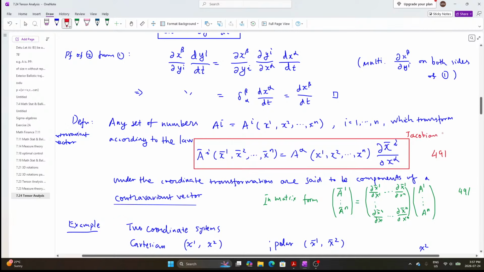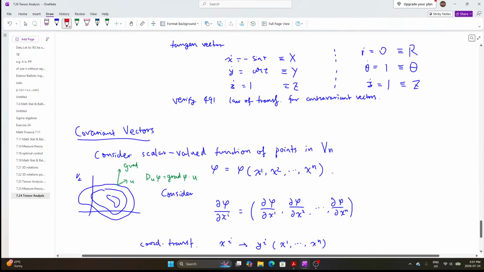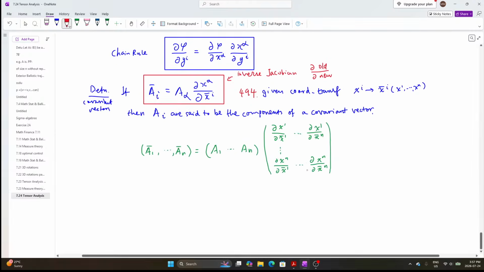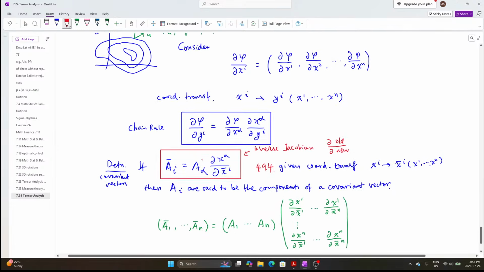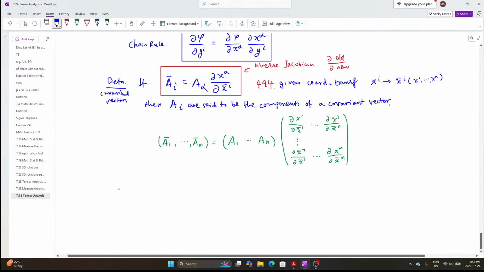So the Jacobian is d new over d old, which feels natural, right? The inverse Jacobian is d old over d new. Once again, that feels kind of natural. All right, so now we have the definition. Of course, go ahead and verify things. That's the end of the section in the book, but let's go ahead and verify.